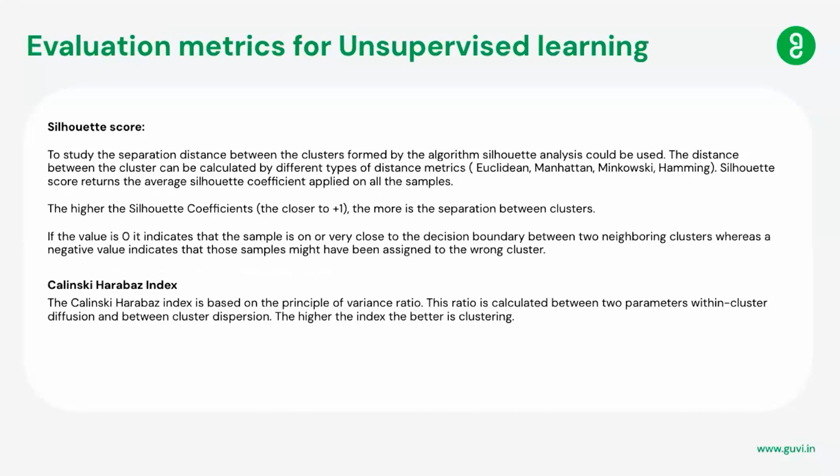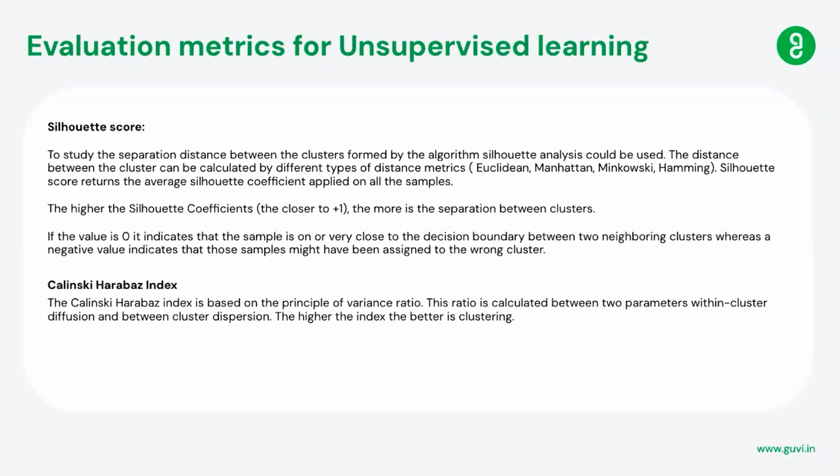Unsupervised learning can be evaluated like how we saw evaluation metrics for supervised learning. This can also be evaluated using certain values like Silhouette score, where you try to identify the separation distance between clusters. So you try to identify how these clusters are divided and how much is the distance between each cluster. Are the clusters mixed and matched or are these different clusters?